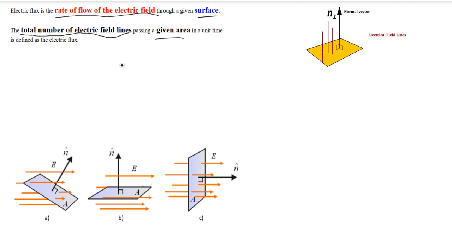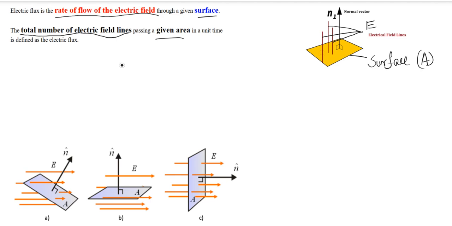So if you explain this one briefly, there is a surface area, black and yellowish color here. So this is the surface, this is the surface area, and these red lines are the electric field lines, the number of field lines, or the rate of flow of electric field lines. So this is the representation of E, and this is the area.